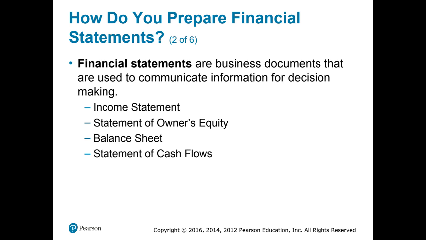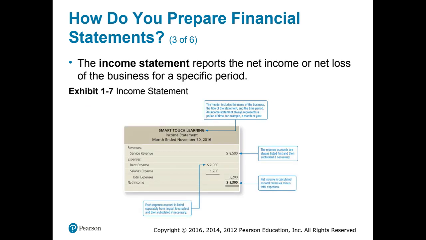The income statement reports the net income or net loss of the business for a specific period. So this is on page 20. At the top of your income statement, you always have the business name. So we have the business name, the type of statement that it is or report. In this example, we're looking at the income statement. And then the income statement is for a period. So this income statement is for the month ending November 30th. So you'll always see the period there as well.